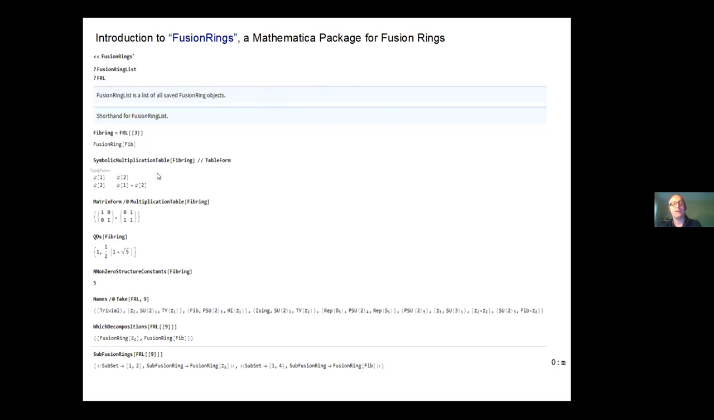Then we can say, let's make a symbolic multiplication table. There it is. The 2 particle is a non-trivial one. 2 times 2 is 1 plus 2. Fibonacci fusion rules, everything works great. You can also have the individual fusion matrices for the identity here and the Fibonacci particle here. The quantum dimensions, 1 and the golden ratio here. Obviously, we only get the Frobenius quantum dimensions here because we don't have any of the structure of the category, only the rings.